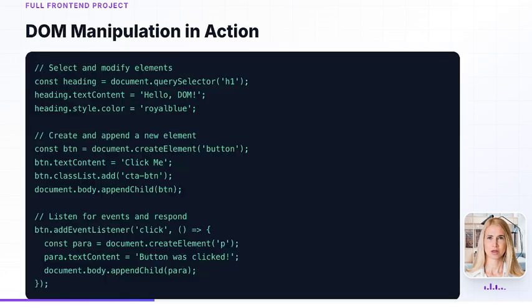DOM manipulation lets you read and change any element on the page directly from JavaScript. Here we select an existing heading, update its text and style, then dynamically create a button and attach it to the document. Finally, an event listener makes the page respond to user interaction. This is the core loop of interactive front-end development.